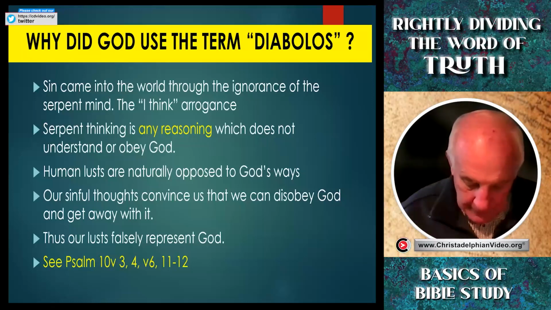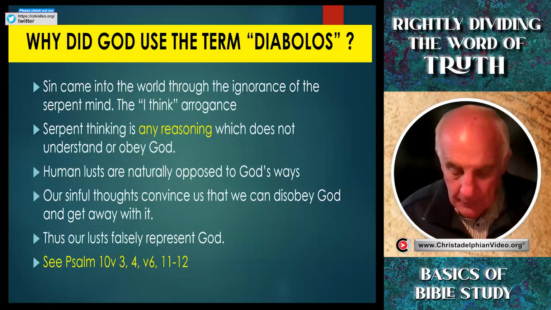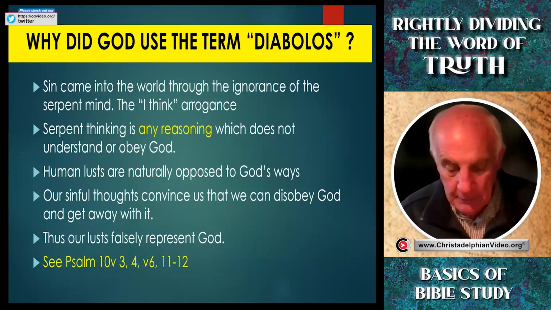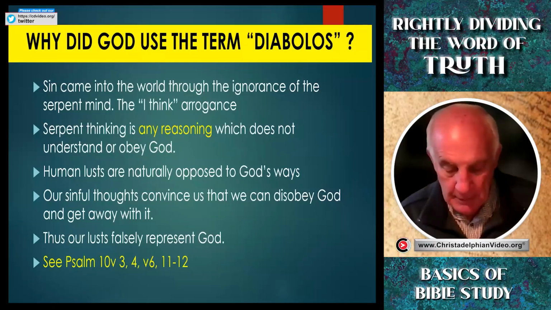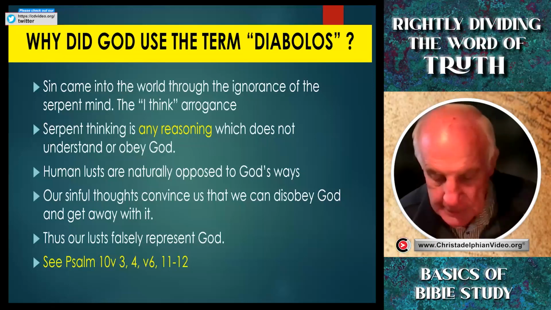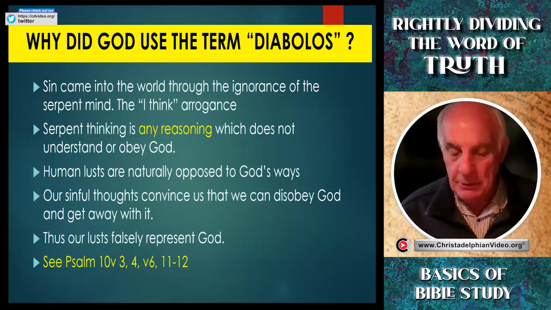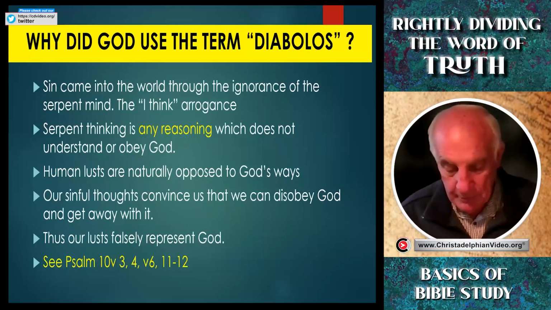In verse 5, his ways are always grievous. Thy judgments are far above out of his sight. For all of his enemies he puffeth them. So, again, this is the pride, the arrogance of the natural mind. Look what the wicked says in verse 6. He has said in his heart, I shall not be moved. I shall never be in adversity. So they're boasting about the fact that they can always get away with the things they want to do.